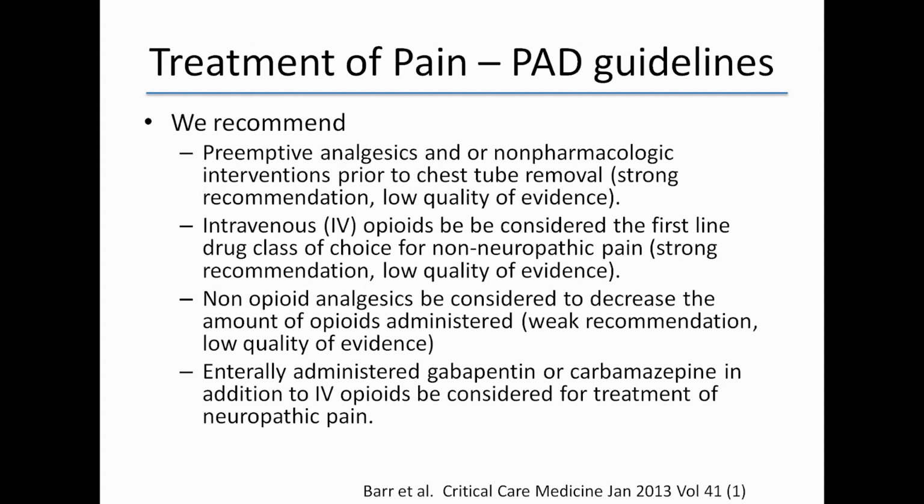For treatment of pain, intravenous opioids are considered the first-line drug class of choice, as long as the patient is having non-neuropathic pain. Non-opioid analgesics should be considered an adjunct to reduce the total amount of opioids that patients are administered. And finally, if a patient has neuropathic pain, using gabapentin or carbamazepine should be considered.